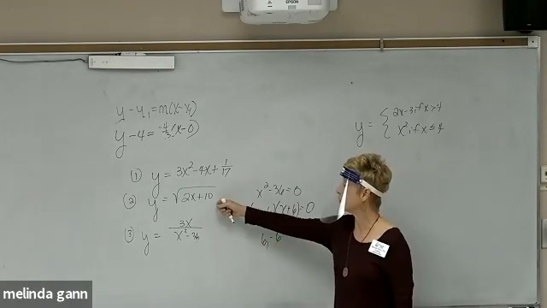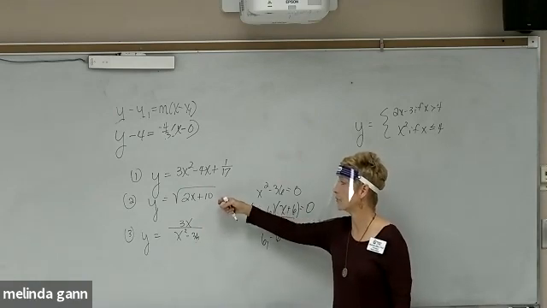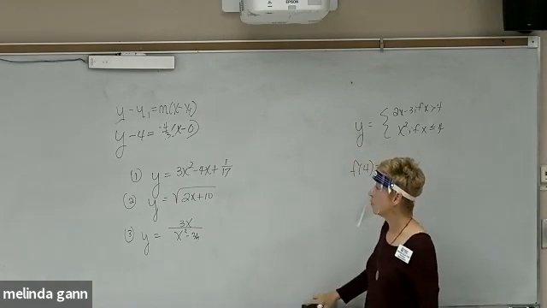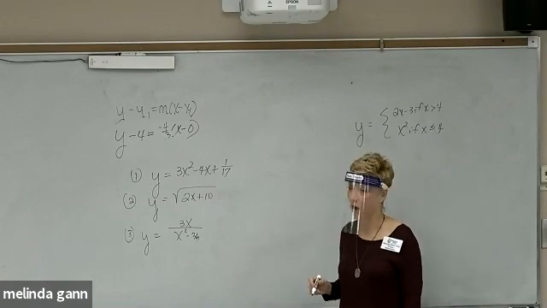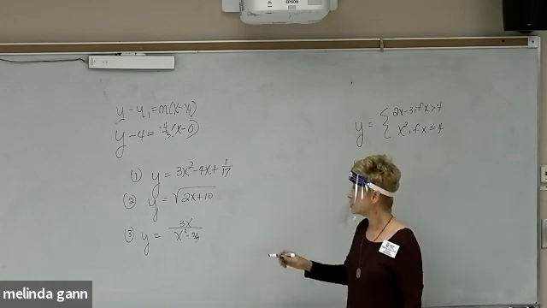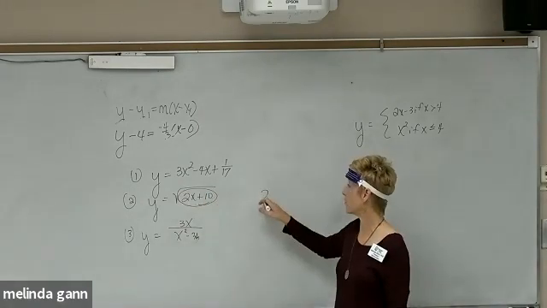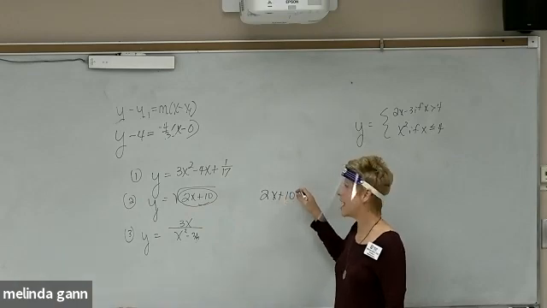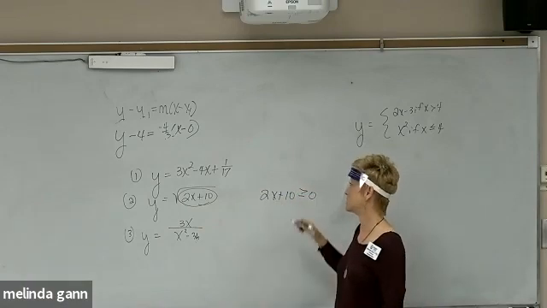All right, look at number 2. What do your notes say you do when you have an even powered root? What is it? The radicand. All right, so you have to go back and look over all those notes. The radicand is the stuff under the root. Your notes tell you to take that radicand and set it not equal to 0 like we did down here, but what? Greater than or equal to 0.